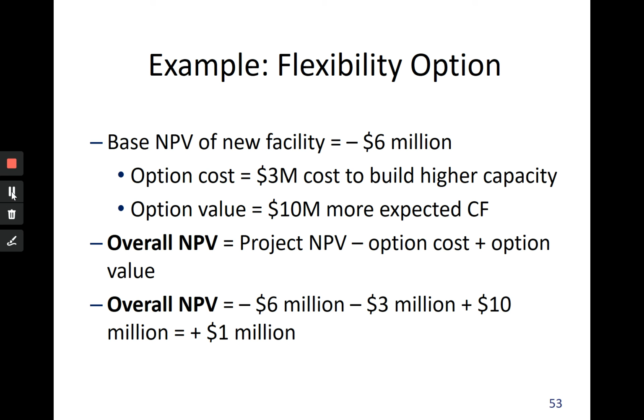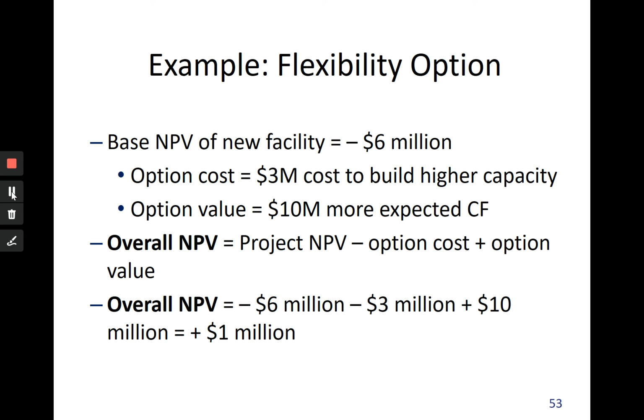And this option would allow us to produce more in the future, and that would give us an option value of 10 million more in expected future income. Notice that the option value is given to you. It's not something that we need to calculate, and that's really the difficult task in real world projects. We need some option theory for that.